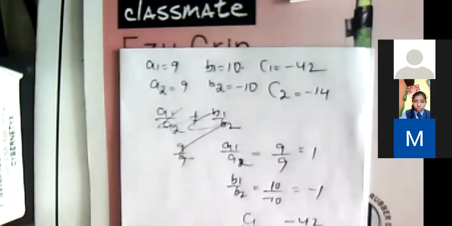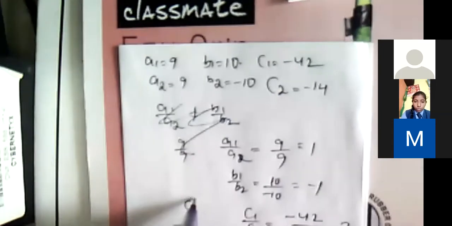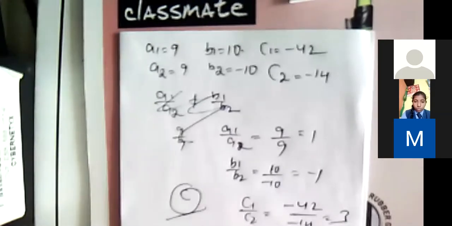Okay, if the given equations are dependent pairs of equations, linear equations, they are also consistent. Therefore, what is your conclusion? A1 by A2 does not equal to B1 by B2. Therefore, consistent. Okay. Therefore, consistent. Clear? Okay. You can solve another 2 problems.